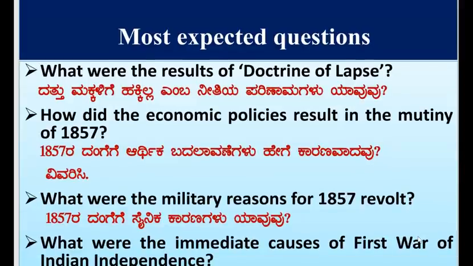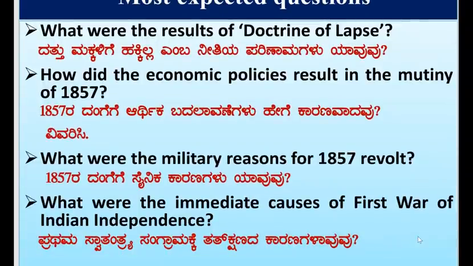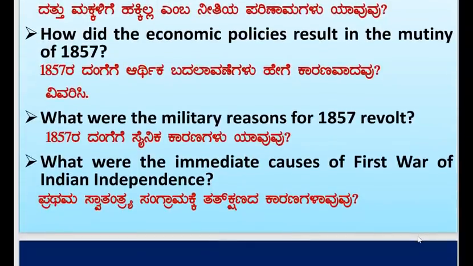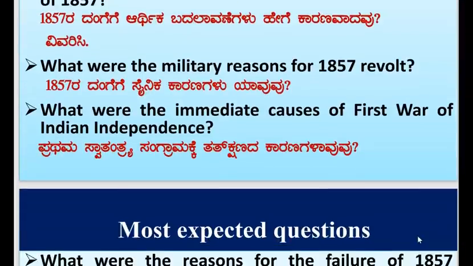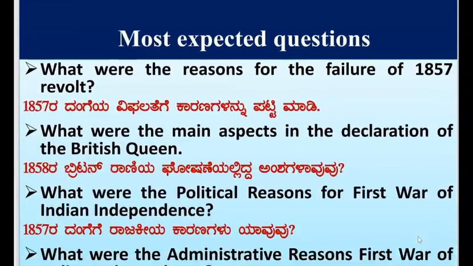Most expected questions. What were the results of doctrine of lapse? How did the economic policies result in the mutiny of 1857? What were the military reasons for 1857 revolt? What were the immediate causes of first war of Indian independence? What were the reasons for the failure of 1857 revolt?